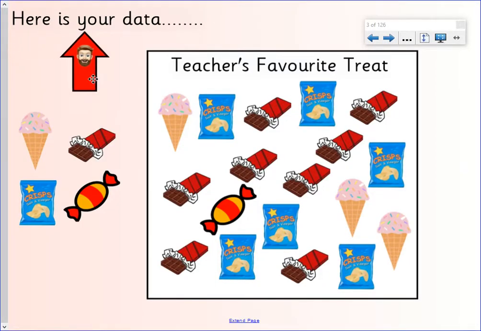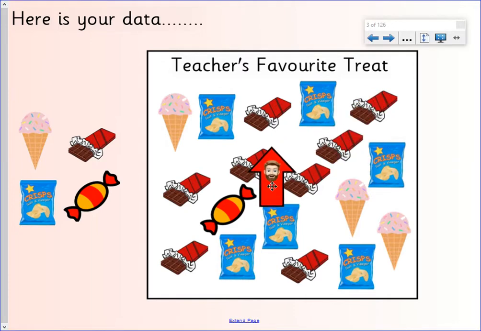Okay, here is your data today. So I went round to ask teachers, what is your favourite snack? Your favourite treat? And I gave them a choice of ice cream. I gave them a choice of, what's that? That's right, chocolate. Their third choice was, well done, crisps. And what was their final choice? Yes, it was sweets. And each picture represents what the teacher said, and our title is Teacher's Favourite Treat.